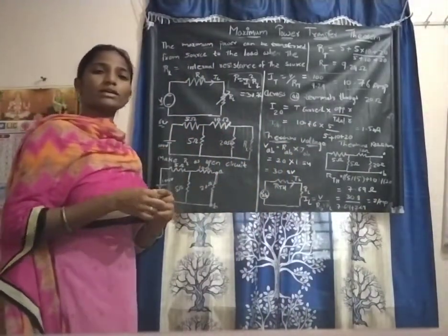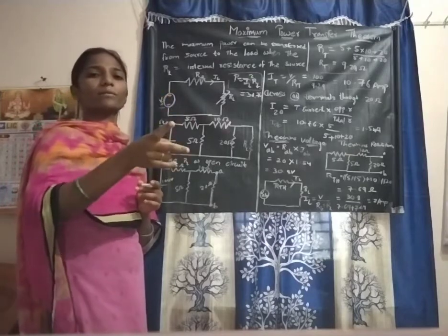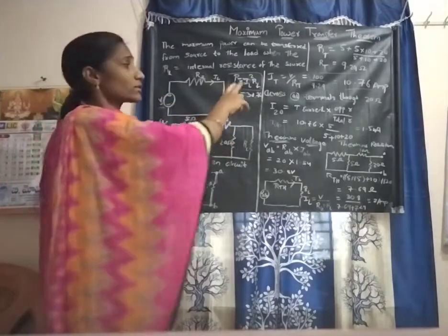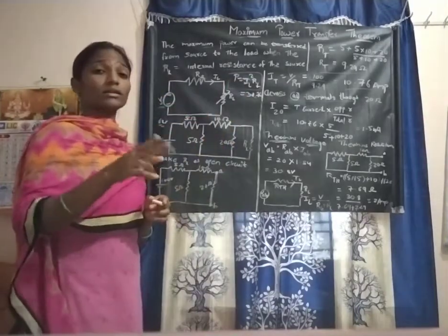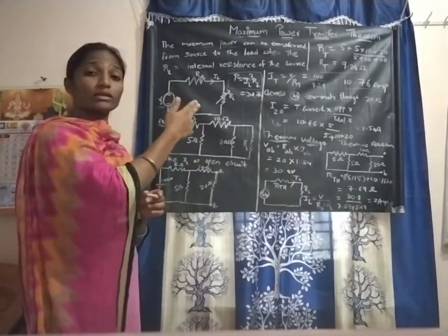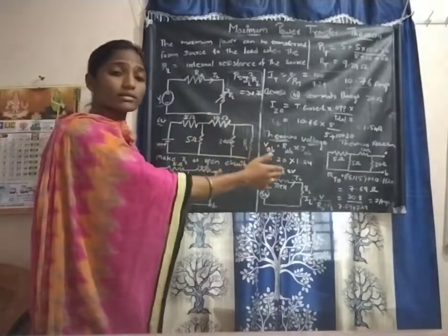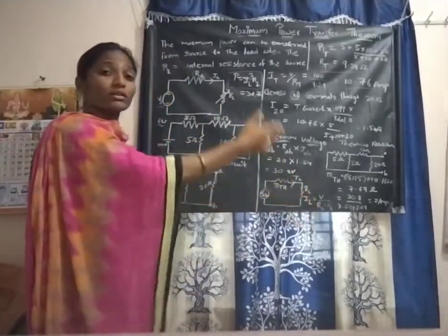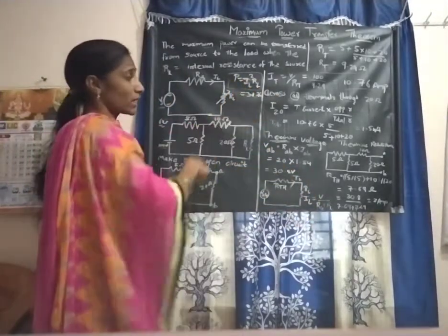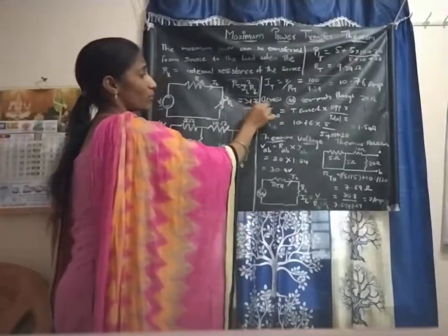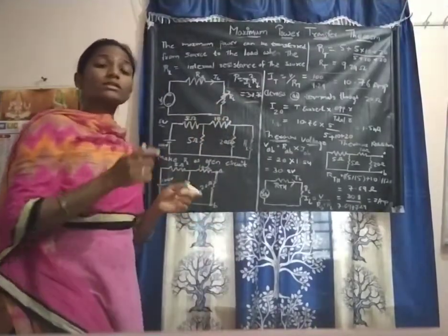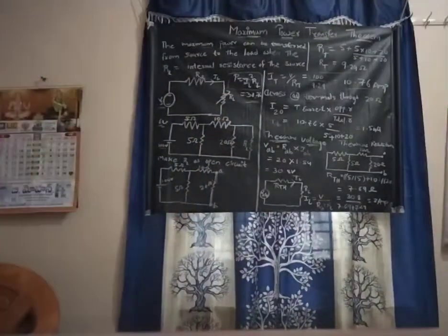What is the relation between power and current? We have the formula P equal to I squared RL. I squared is 2 into 2, 4 amperes squared, into RL, the load resistance value 7.69. That is 4 into 7.69, which is 30.76 watts. So this is the complete maximum power transfer theorem.